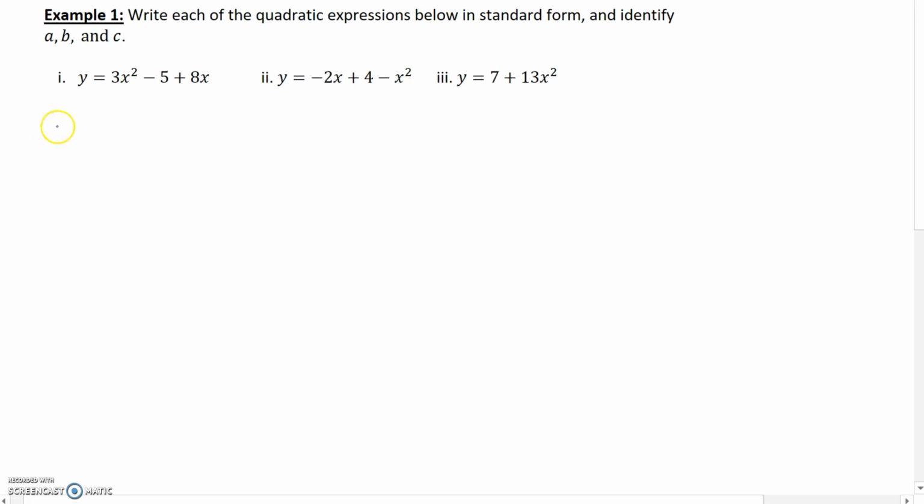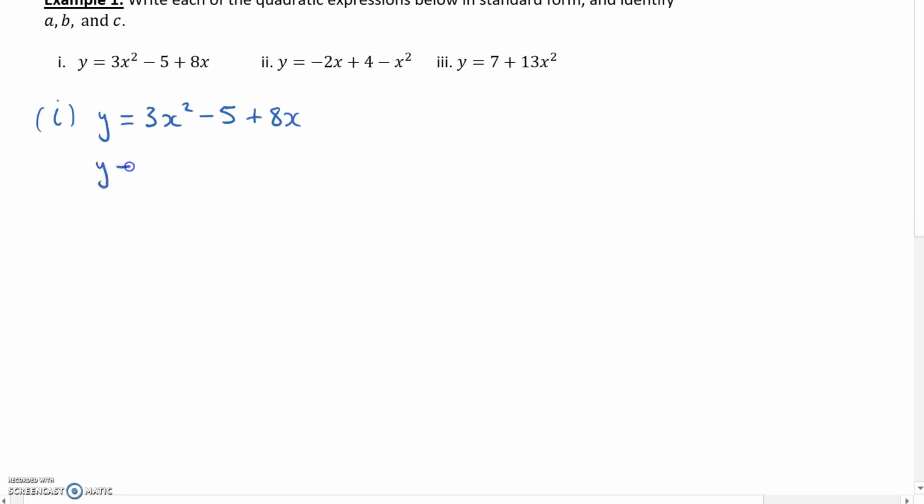Okay, so let's deal with number 1. At the minute we have y equals 3x squared minus 5 plus 8x. For the moment, don't pay any attention to the y. What we're interested in is the right hand side of this equation, the x's and that number, negative 5. We want to begin the right hand side with the x squared, then the x, and then the number at the end. So it's going to be y is equal to, we've got the x squared coming first, so that's fine. But now we need the x, and it was plus 8x. Don't change signs or anything. The sign that's in front of a term belongs to that term, so it's going to be plus 8x minus 5.